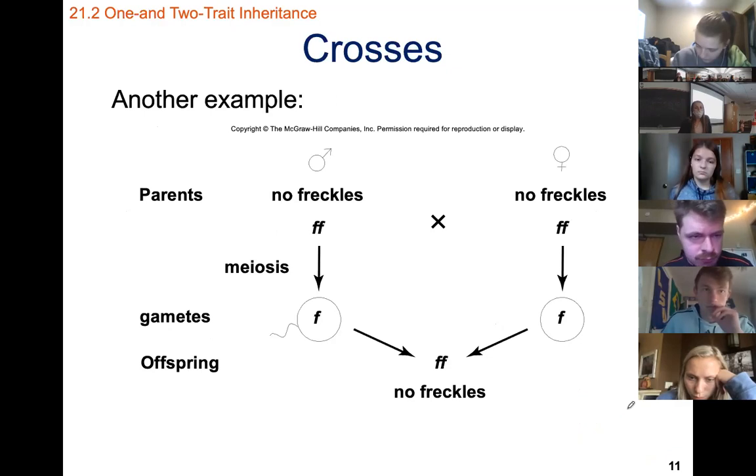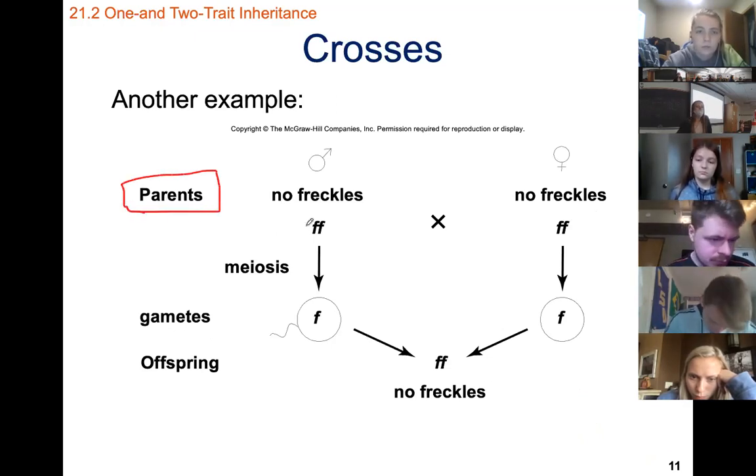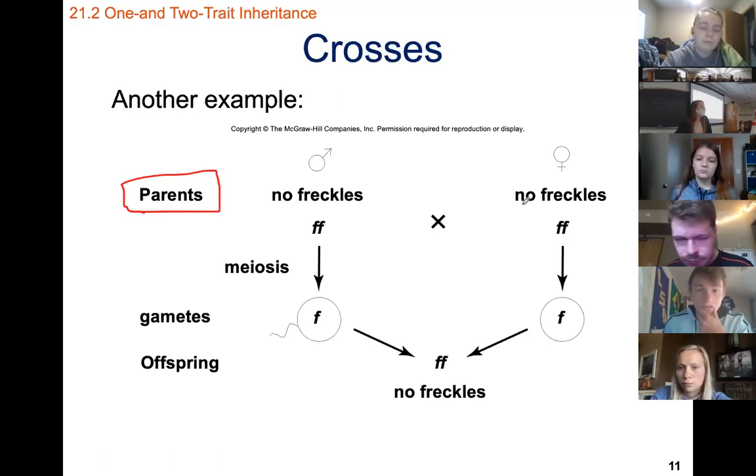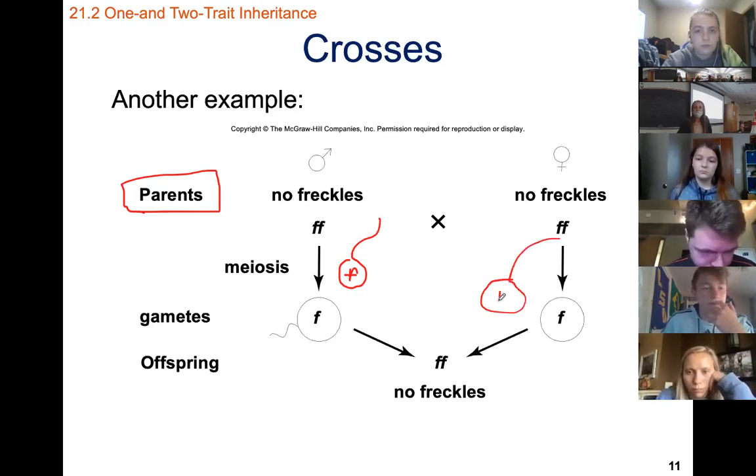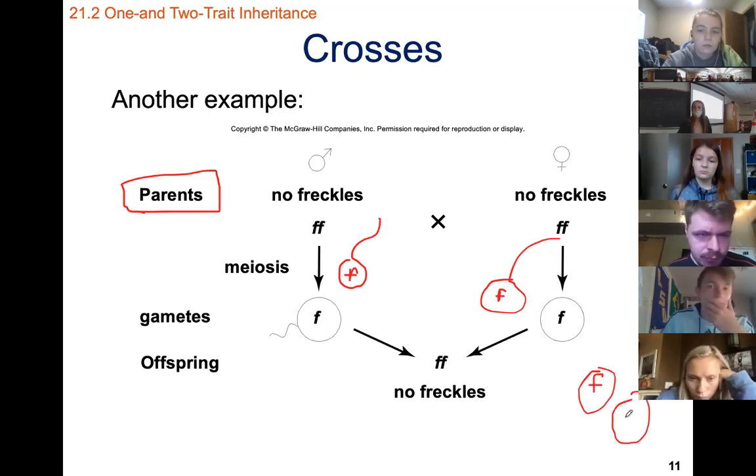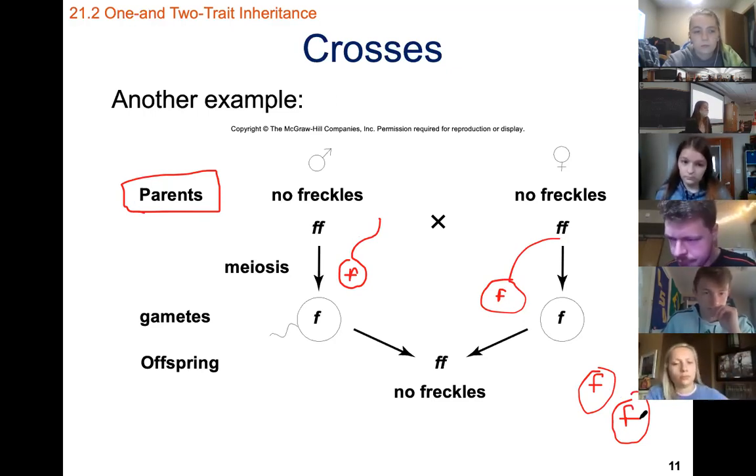So here's an example of freckles and non-freckles. Here, both of the parents, so the parents is that top left box here, and it says no freckles and no freckles. So both parents do not have freckles. This is a recessive trait. That means that all of the sperm and all of the egg cells are all going to look the same. So that's some sperm, here's some egg cells. I'm doing some really artsy stuff here on the Zoom. That means that there's no possible way that their offspring could then have freckles because all of their gametes are small f.